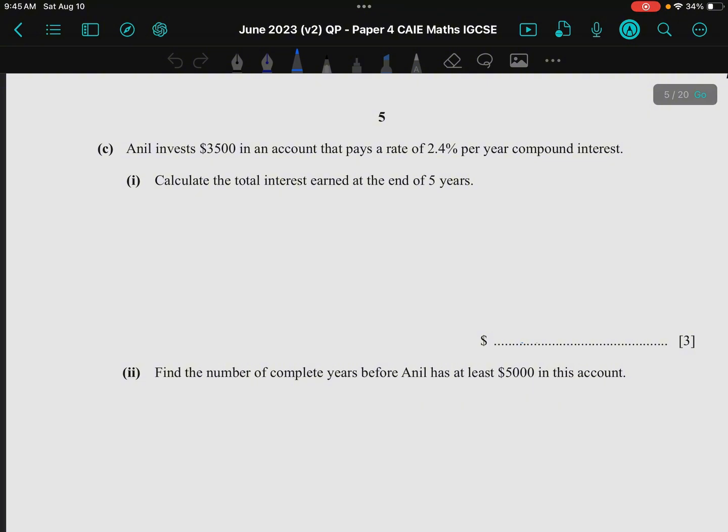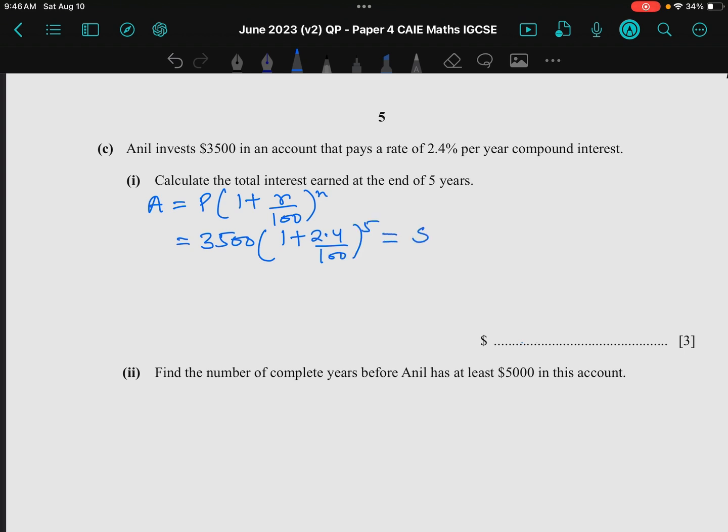Part number C. Anil invests $3,500 in an account that pays a rate of 2.4% per year compound interest. Calculate the total interest earned at the end of 5 years, putting the values in the compound interest formula. A is equal to P times 1 plus R upon 100 to the power n, where n is the number of times. What is the amount? We have to calculate. The principal was 3,500. 1 plus rate 2.4% upon 100. Time is 5 years. When you put all these values in your calculator, you'll get the answer $3940.65.